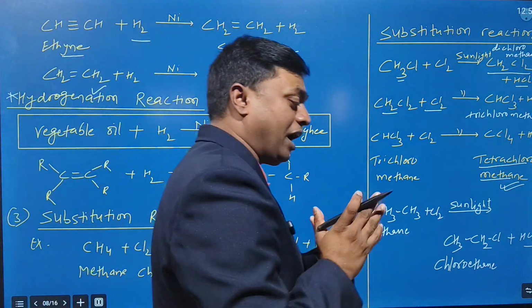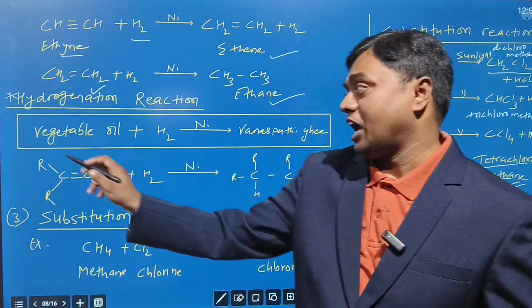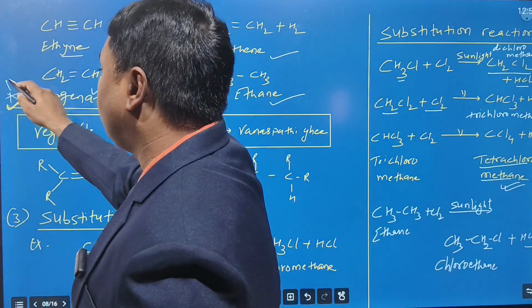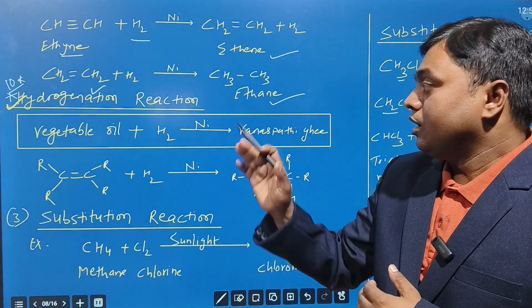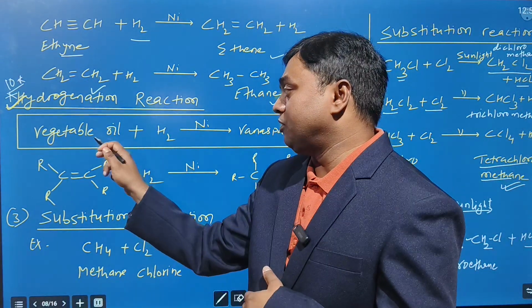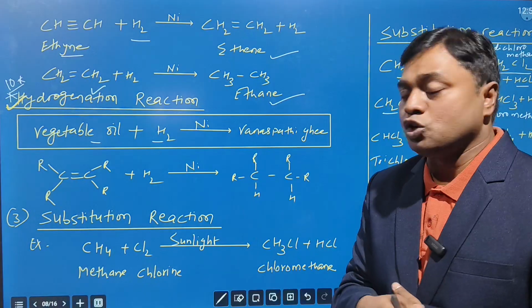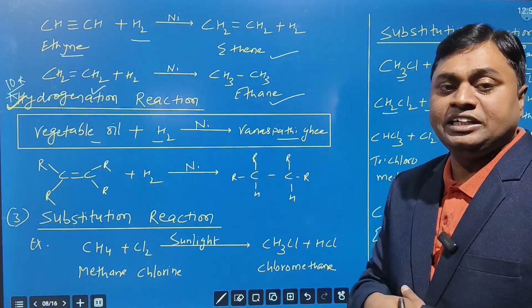Next, application of hydrogenation reaction. We have the application of addition reaction, which is the hydrogenation reaction. It is very important. You can mark this as 10 star, an expected question in the board exam. What happens in hydrogenation reaction? Vegetable oils react with hydrogen in the presence of nickel. It gives you vanaspati ghee.